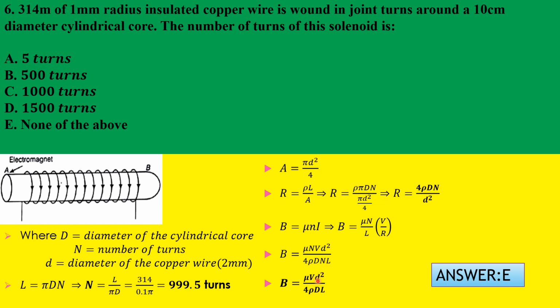So you could do all of this work and get the field intensity at the center in terms of the induced EMF, in terms of the small d, which is the diameter of the copper wire, and the capital D, which is the diameter of the cylindrical core, and of course the other things, permeability of free space. Perfect. So we move on to the next.